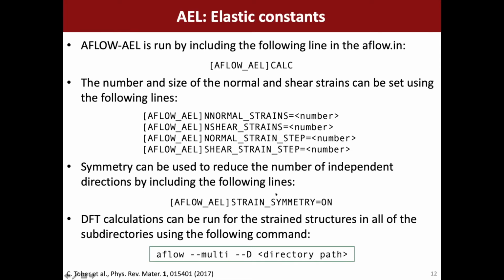Then we can run the DFT calculations for all of these strain structures just using one command, using this -multi option. It will go and turn into each subdirectory inside the main directory that you run this in, and it will calculate each one in turn. So you don't need to run all the VASP calculations separately.